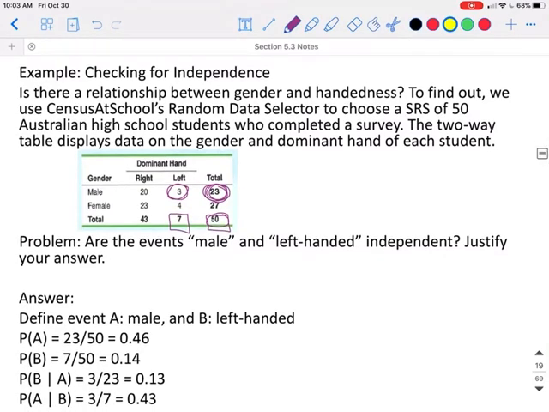And the probability that they are male given that they are left-handed: out of the 7 students that are left-handed, we know 3 of them are male, so 3 out of 7, which is 0.43. Since neither the probability of A is equal to the probability of A given B, nor the probability of B is equal to the probability of B given A, we know that these two events are not independent.